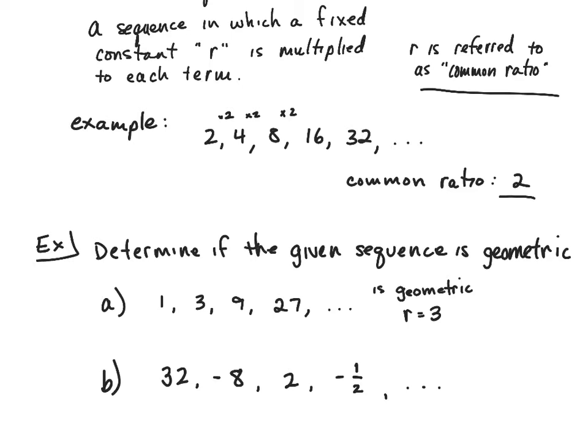But the terms are also alternating between positive and negative. So the common ratio would be negative 1/4. So 32 multiplied by negative 1/4 would bring us to negative 8 here. But then if we took negative 8 and multiplied it by negative 1/4, we would get positive 2. If we took positive 2, multiplied it by negative 1/4, we would get negative 1/2, and so on and so on. So this one is also geometric. And the common ratio is negative 1/4.